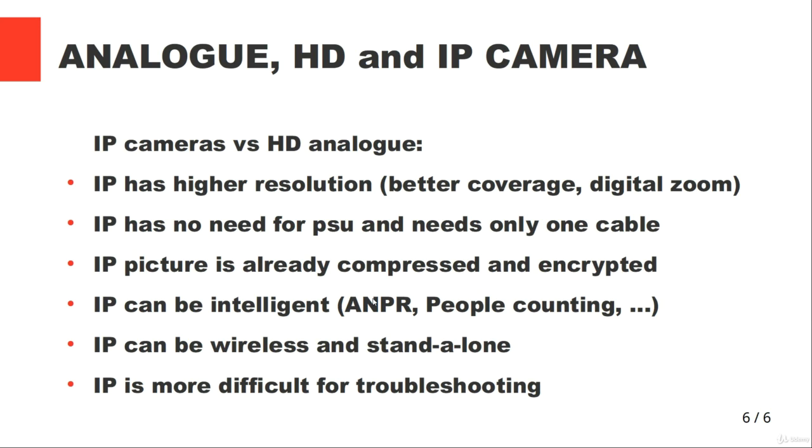IP can be intelligent, so there are ANPR cameras, people counting. IP can be wireless. Another important feature of an IP camera is that it can be standalone. So you don't need a DVR if you have no need for recording. You just have to see what's happening. It can be a standalone camera. As an example, video intercoms. You have IP intercoms with an IP camera. So basically, you're not recording, you're just viewing who's there, who's ringing your bell.